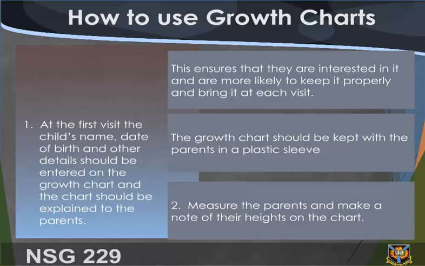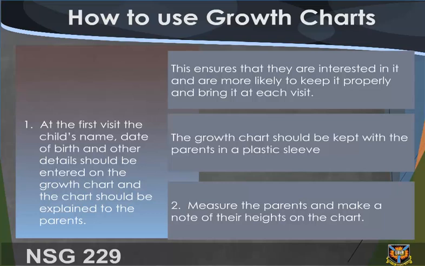How to use growth charts. 1. At the first visit, the child's name, date of birth, and other details should be entered on the growth chart, and the chart should be explained to the parent. This ensures that they are interested in it and are more likely to keep it properly and bring it at each visit. The growth chart should be kept with the parent in a plastic sleeve.